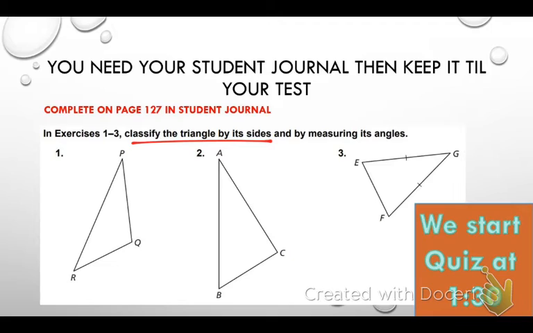What does scalene mean? Zero congruent, no congruent sides. So how can it have two congruent sides as well as have no congruent sides? Does that make sense in our heads? Yes, ma'am, it does. We're not supposed to do that.